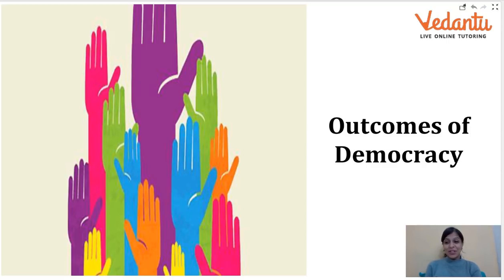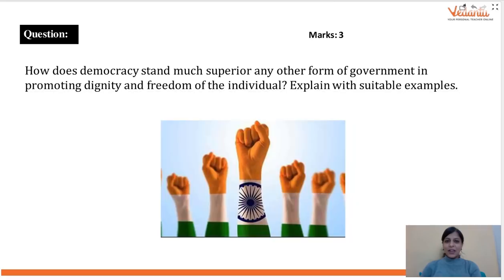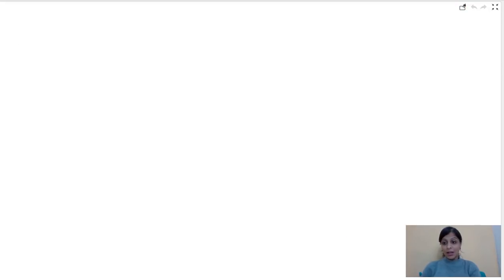So today we'll be talking about outcomes of democracy, and we'll be covering this chapter with respect to the CBSE class 10th board exam, whatever the question marking scheme is: 1 mark, 3 marks, and then 5 mark questions. So we'll be looking at the questions as per their marking scheme. So let's get started. The very first question, before I start with the 3 mark questions, is going to be for 1 mark. So you guys have to be very attentive. Okay, so let's go.